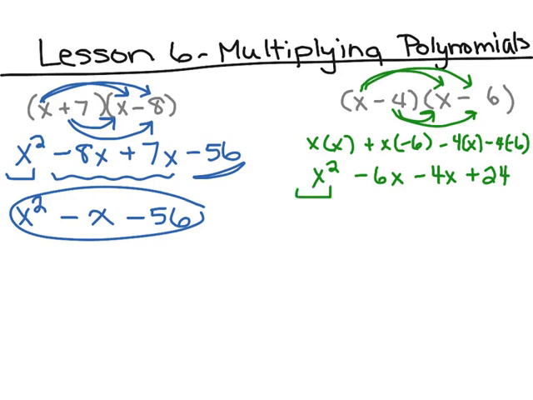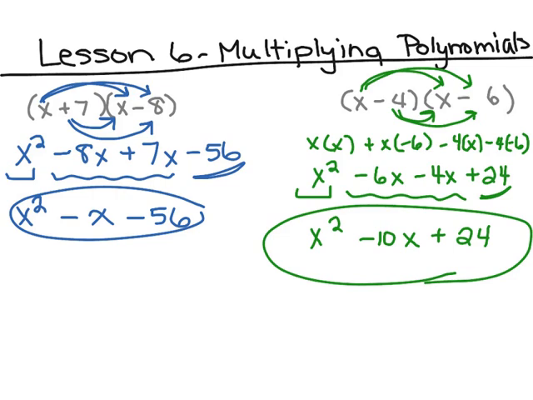We're going to combine our like terms. So we're left with x squared. Negative 6 minus 4 is negative 10x, plus 24. So there's our expanded polynomial.